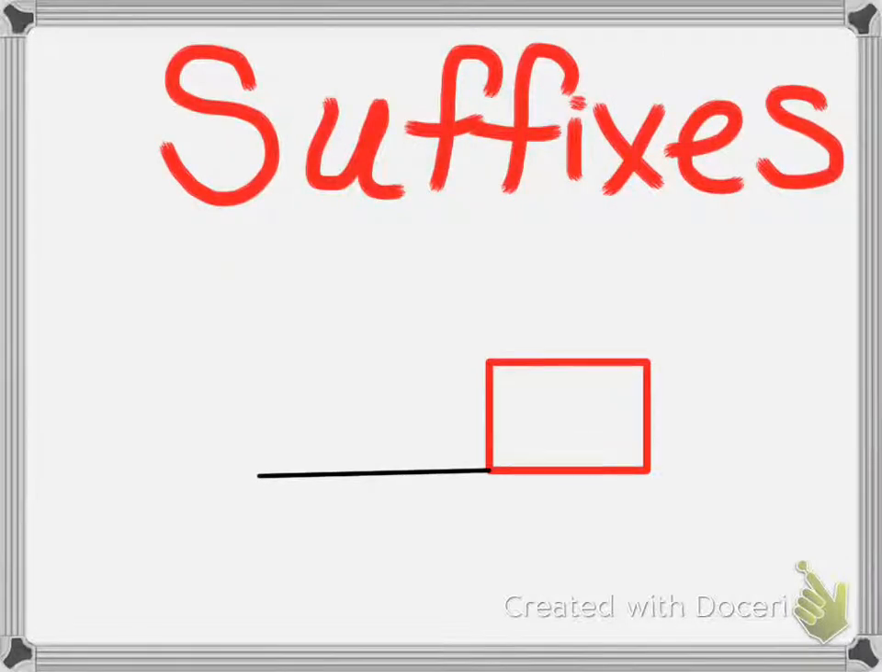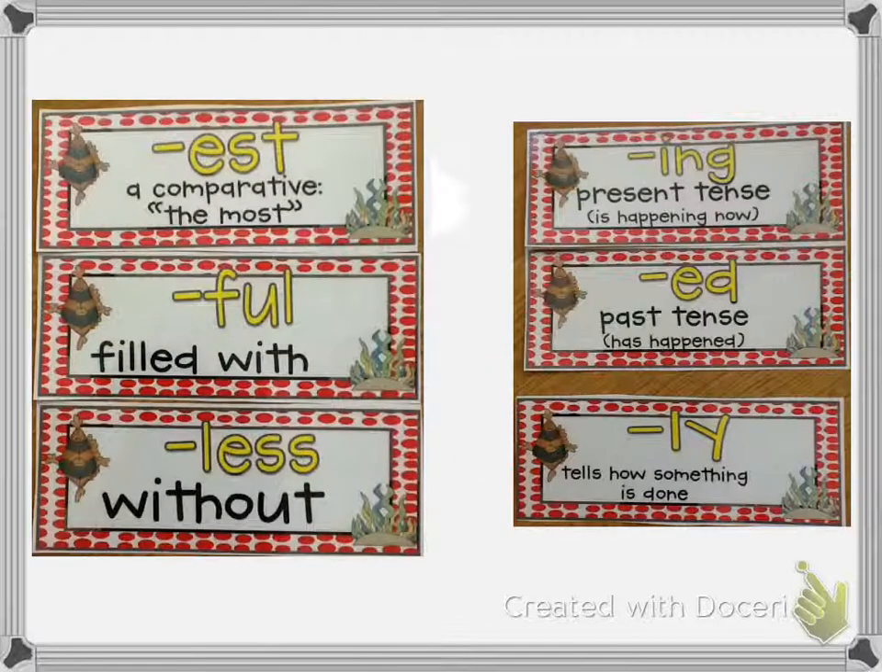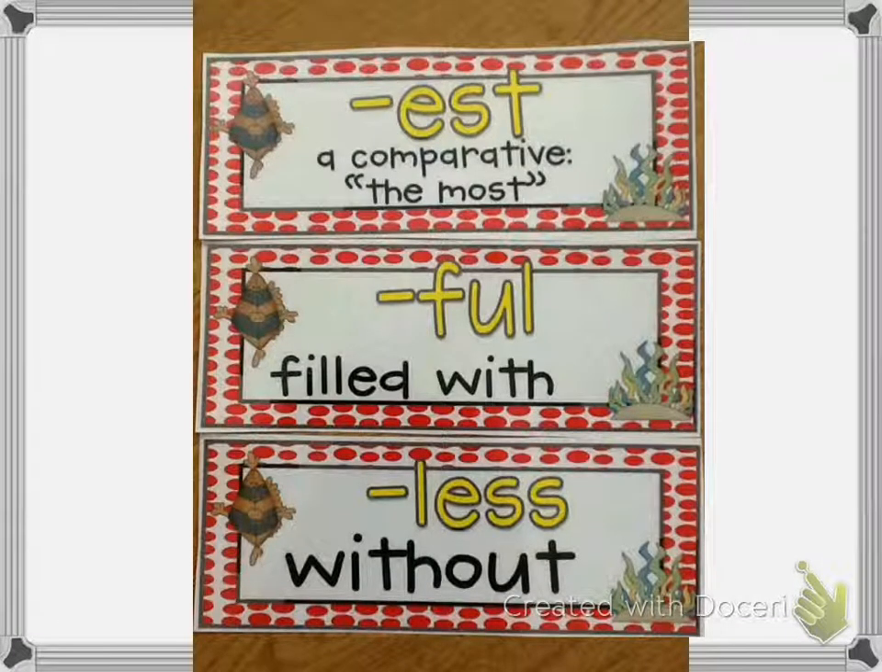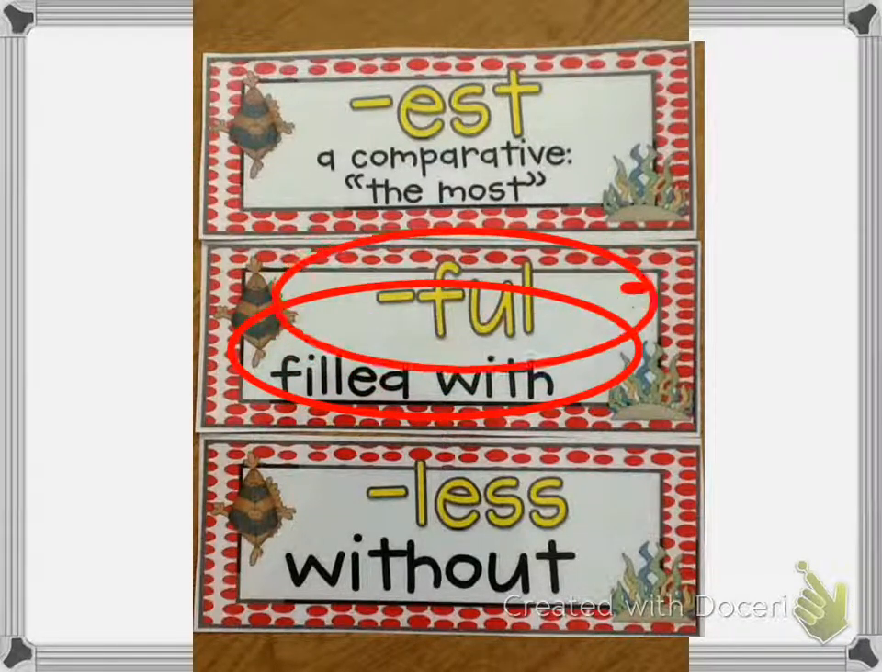So if prefixes are at the beginning of the word, where do you think you might find a suffix? If you said the end of the word, you're correct. So suffixes do the same thing. They change the word, but they just work at the end of the word instead. So here are some endings we might come across. Est, full, and less. My favorite, and the one I really want to focus on, is full.